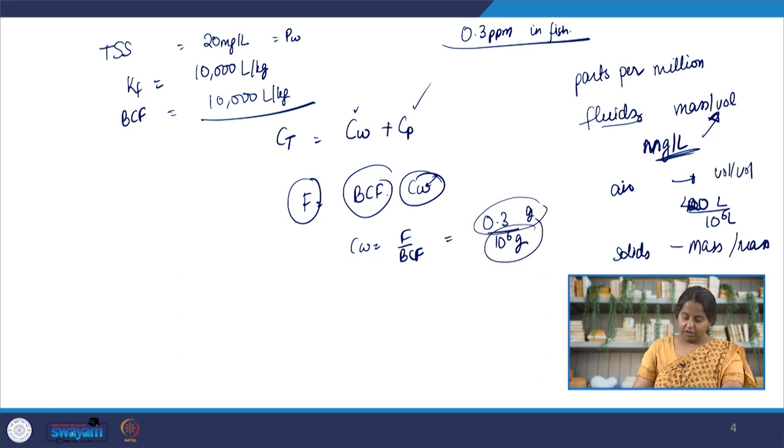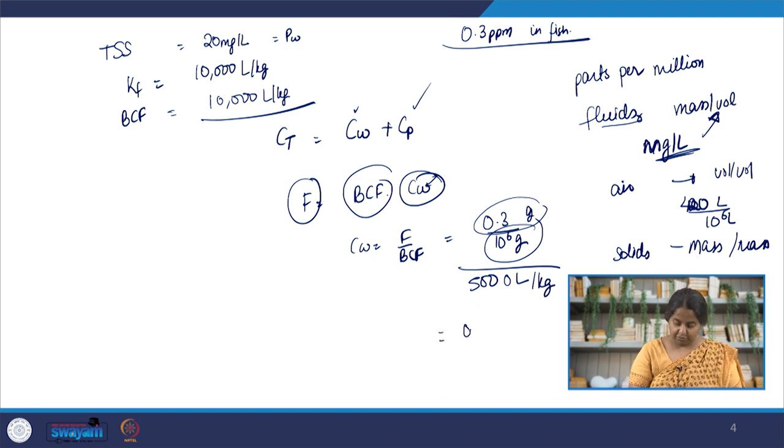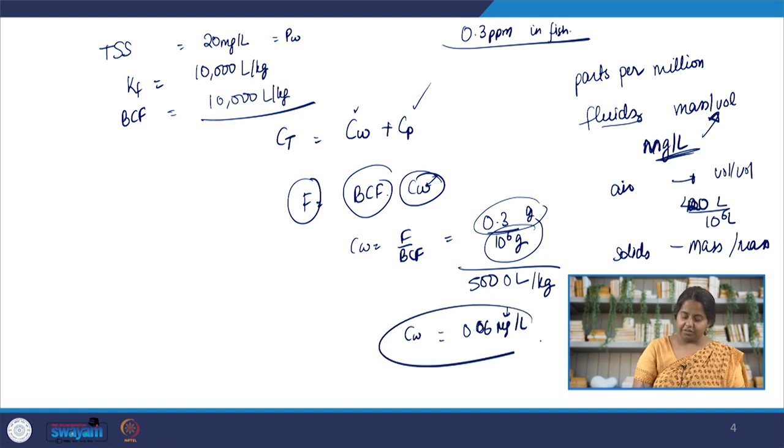Okay, this is important. All right, now let's write the BCF, and we'll use the same unit. It is 5,000 liter per kilogram. So again, we need to change the unit. Once you get the units right, you will get 0.06 microgram per liter. I've converted it into microgram, it's easier. So this is the concentration of the contaminant that is permissible in water.